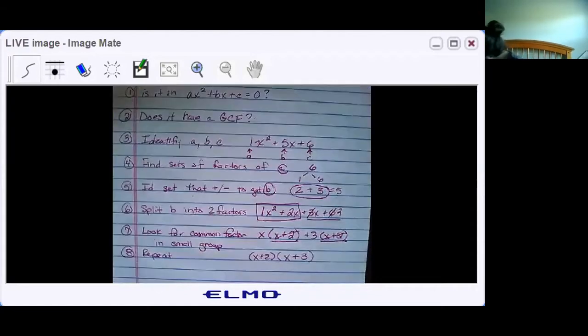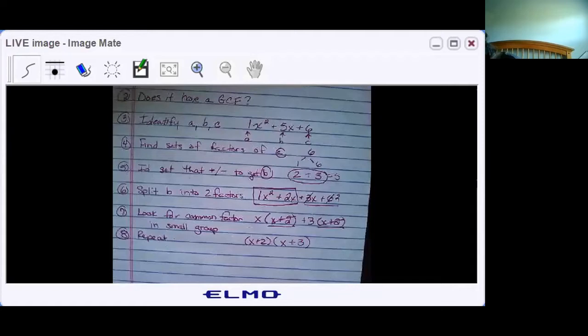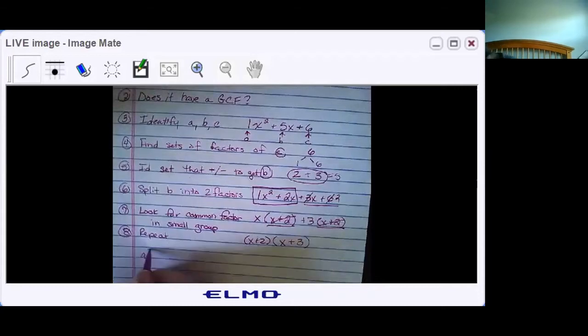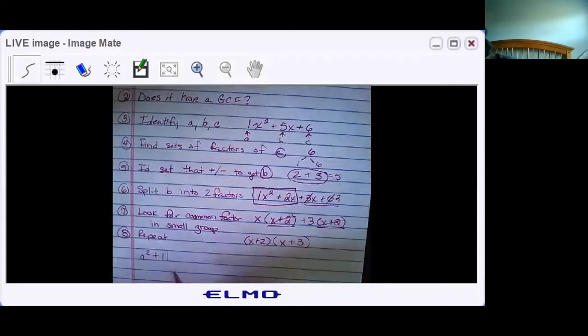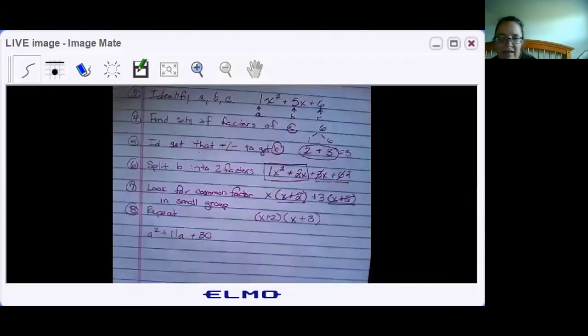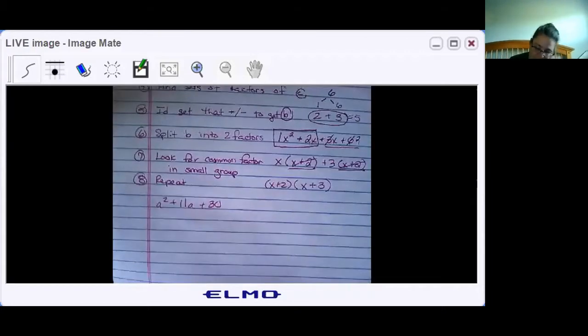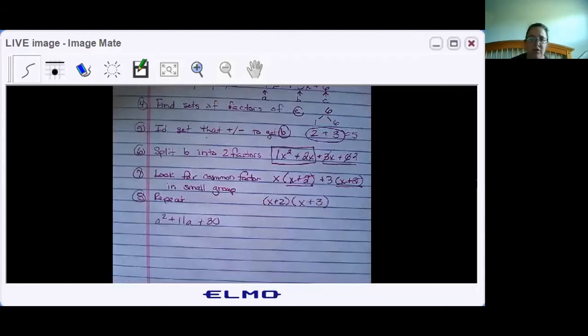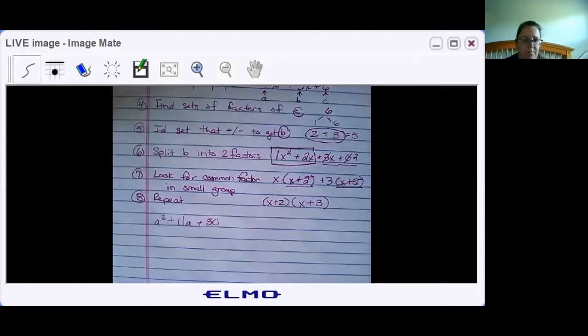So here's what we're going to try now: a squared plus 11a plus 30. Now, don't let the size of that number scare you. We're still following the same ideas we just did.